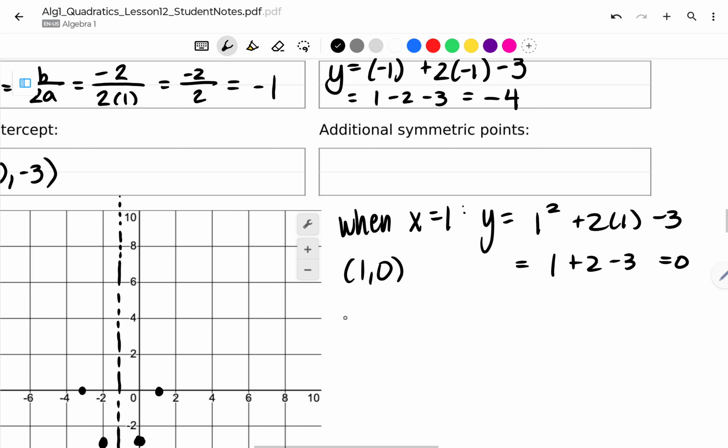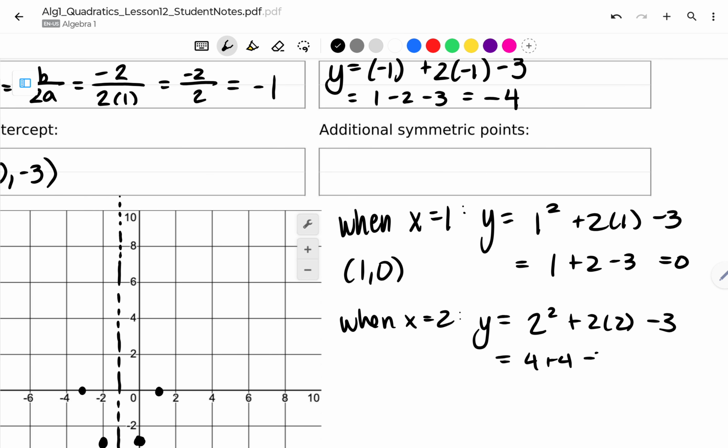Let's do one more. When x is 2, y is equal to 2 squared plus 2 times 2 minus 3. 4 plus 4 minus 3, that's going to be 5.